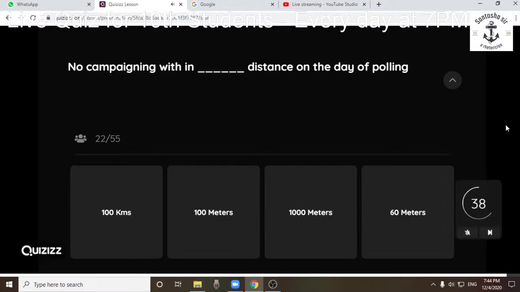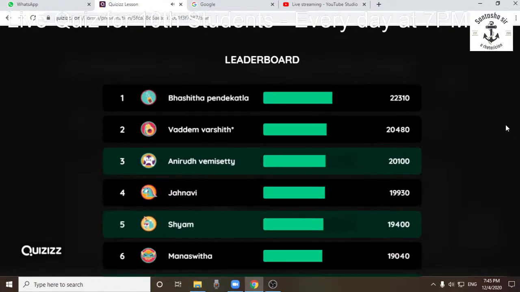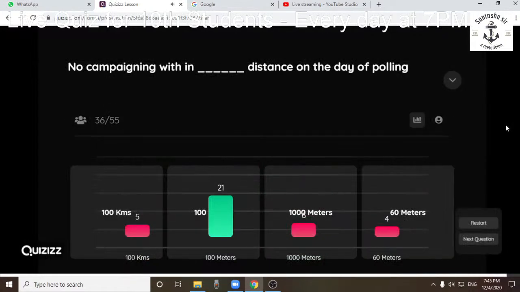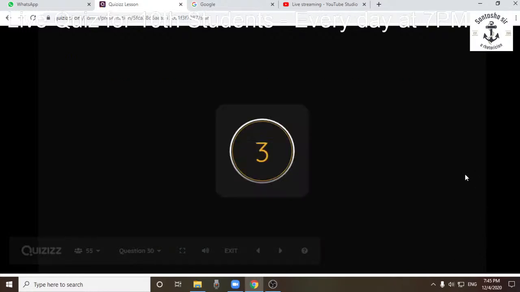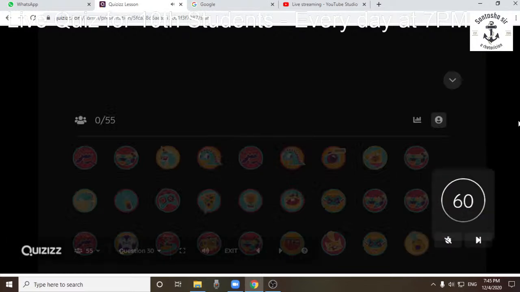40 seconds more. 30 seconds more. 20 seconds more. No campaigning within how much distance on the day of polling? Time's up. Let's check the scores. Bashita on the top, followed by Varshit, Anirudh, Jahnavi, Shyam. 21 members answered this right. Moving on to the next question. Question number 30. Last question of the day.